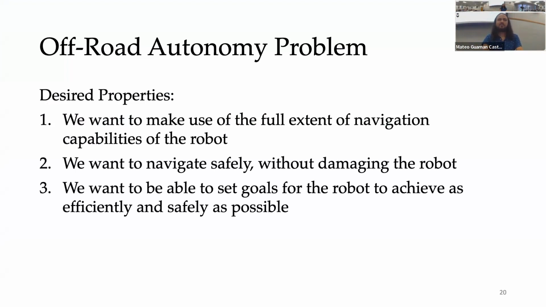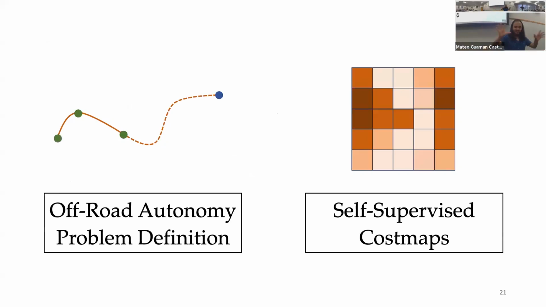And lastly, we want to be able to set actual goals for the robot to follow. We don't just want to let it roam around. It's important for us to have a way to control what the robot does, for missions and whatnot. So there's two parts to this talk. One of them is I'm going to go over this problem definition for off-road autonomy, and then I'm going to present our contribution, which is self-supervised costmaps.